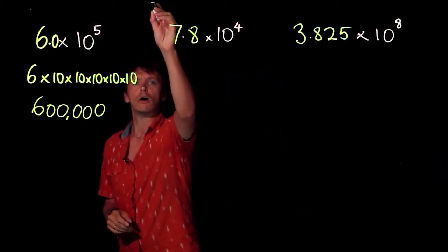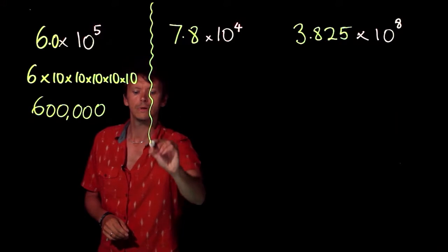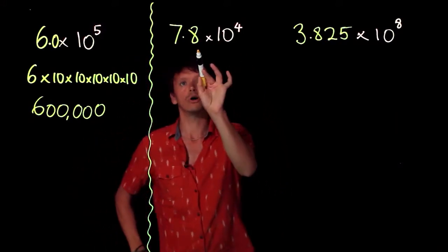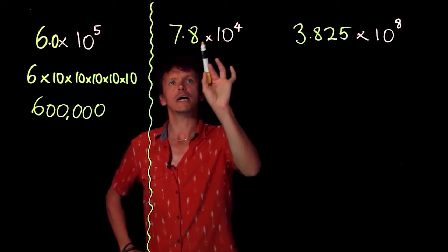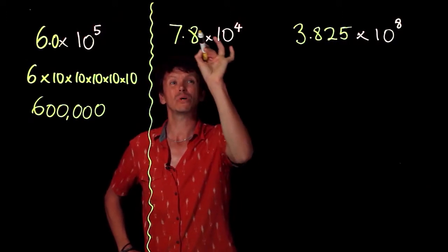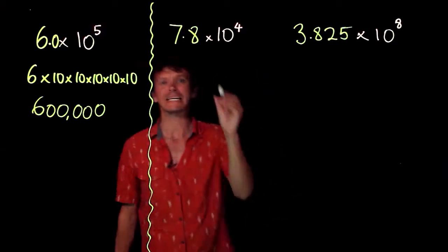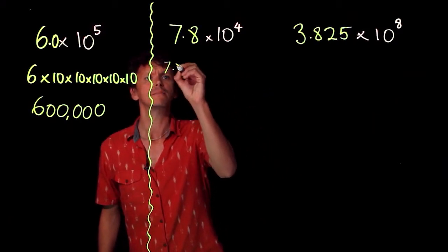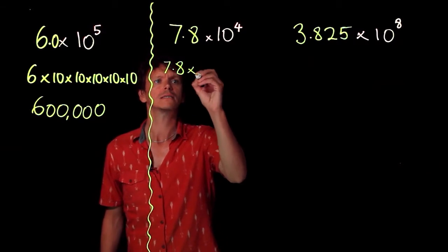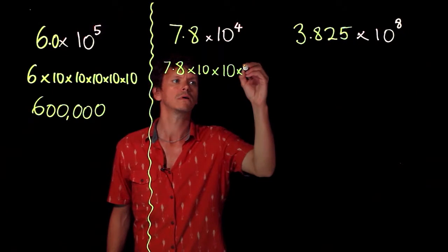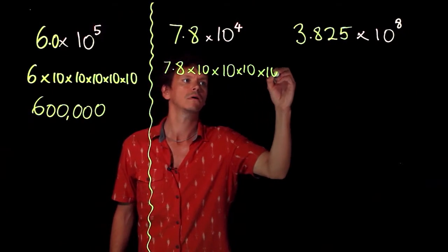So what about this example? Same thing, except we've now got something after the decimal point, 7.8 times by 10 to the 4. Again, if we think what that means, it means 7.8 times by 10 4 times. There we go.